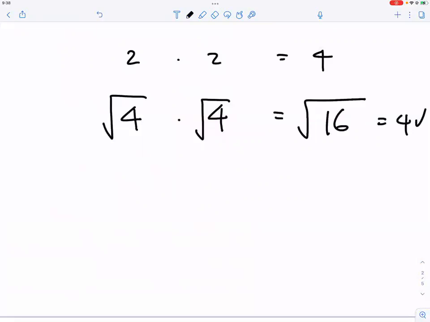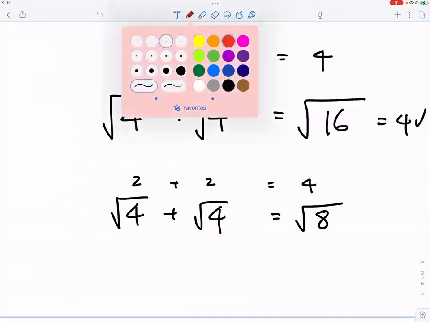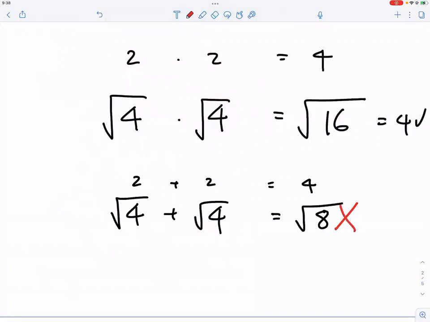Now, next thing, what about square root of 4 plus square root of 4? Can I add the numbers together? Well, you know this is 2, and 2 plus 2 is 4. But if you somehow add those two numbers together, you get square root of 8. And we asked the question, is square root of 8 equal to 4? And we said, no, that's not the case. So that's how you prove to yourself that you cannot add the numbers underneath the root together.